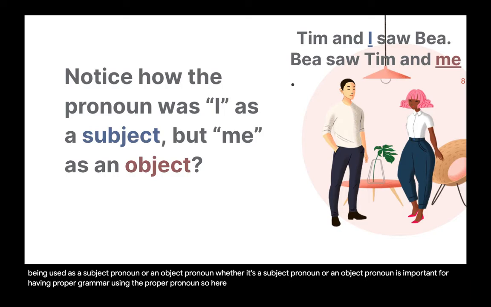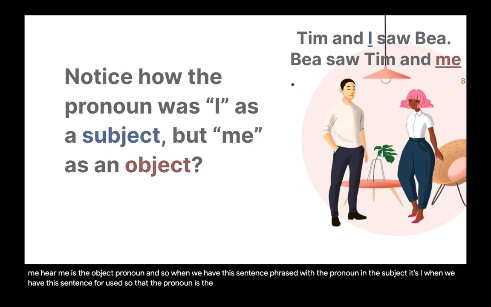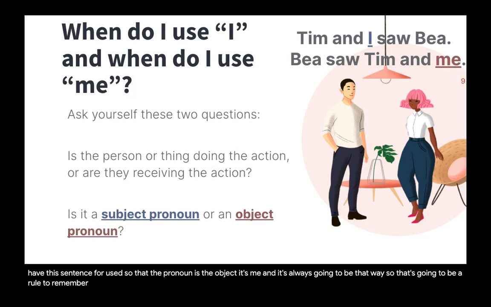So here, Tim and I saw B. There, the subject pronoun is I. B saw Tim and me. Here, me is the object pronoun. And so when we have this sentence phrased with the pronoun in the subject, it's I. When we have this sentence phrased so that the pronoun is the object, it's me. And it's always going to be that way. So that's going to be a rule to remember.